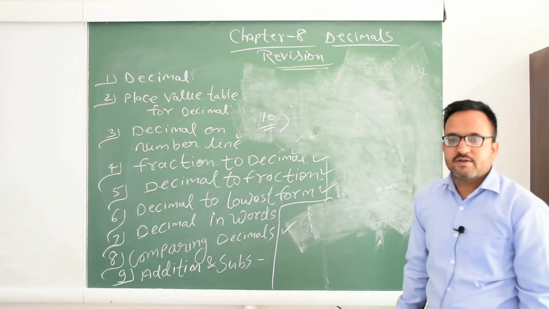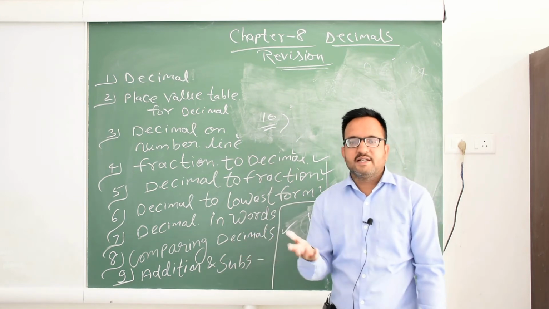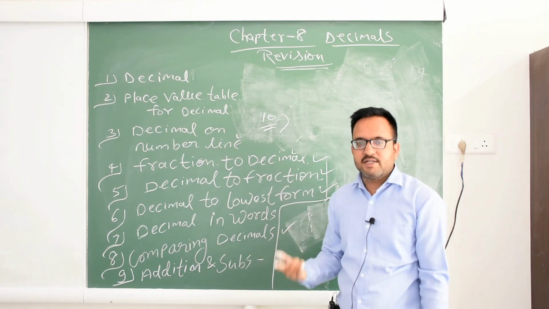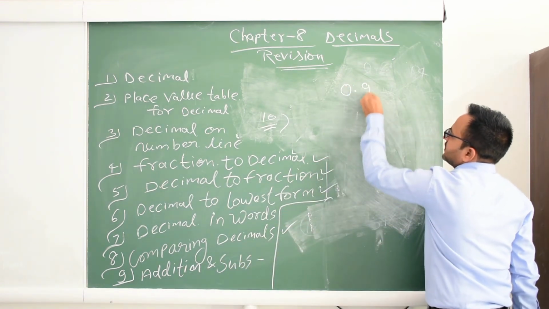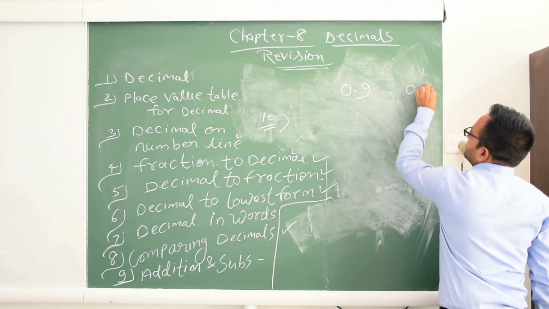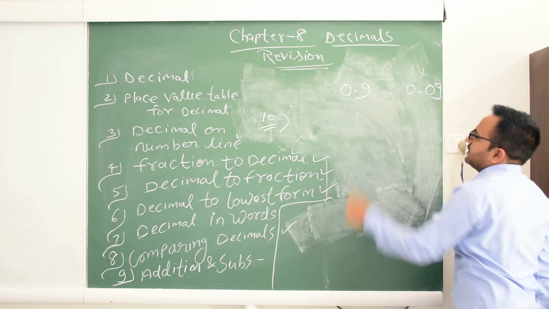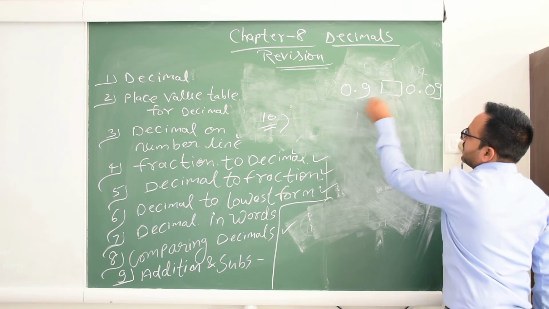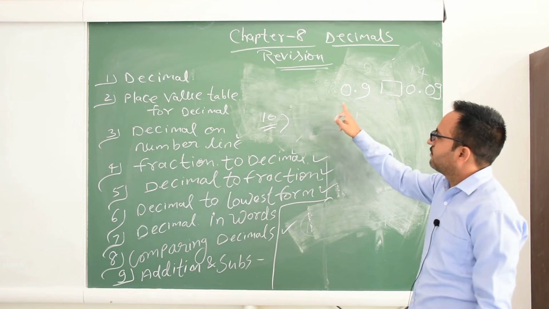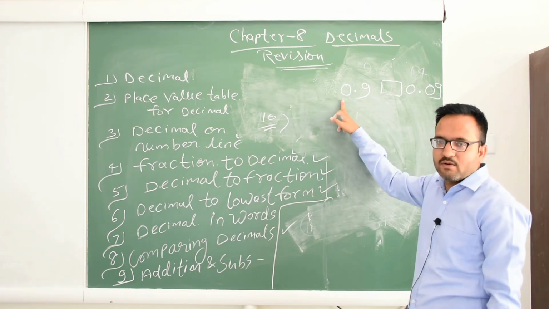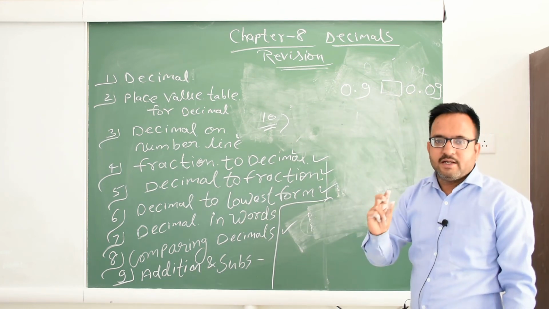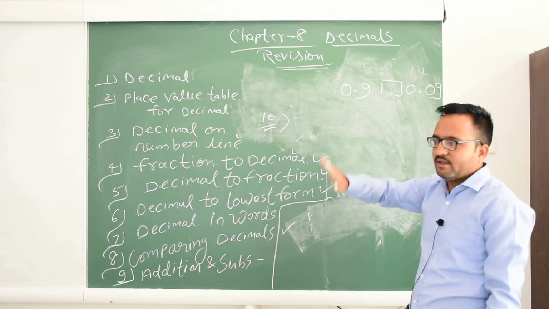Now, comparing decimals. We try to decide which decimal is greatest and which is lowest. Suppose 0.9 and here 0.09. Which number is greater? First we see the whole number. 0 is your whole number, and here also 0 is the whole number, so both numbers are the same and we can't decide in this case. So we take the next digit.